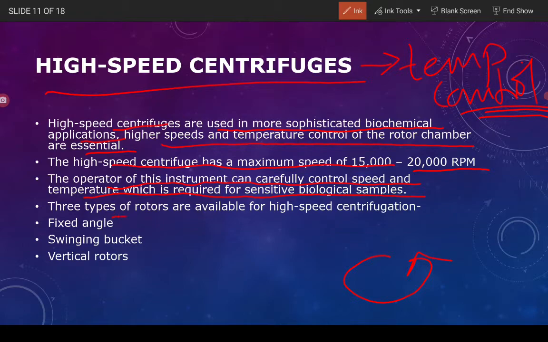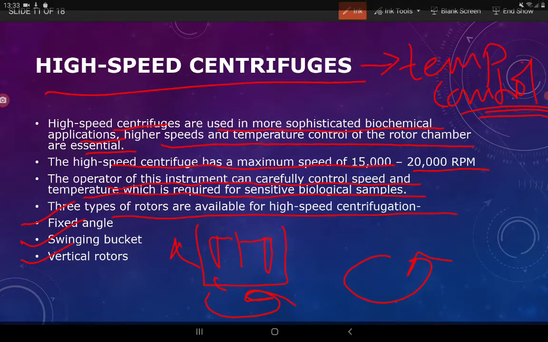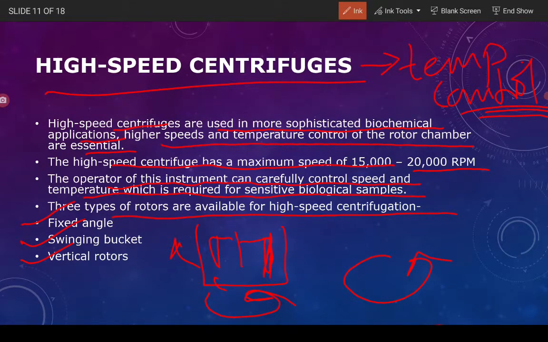Of course, there are three types of rotors available for high speed centrifugation: fixed angle, swinging bucket, and vertical rotor. So a vertical rotor is something like this. You have two stands, here is one test tube, here is another test tube, and they are fixed at this angle. They could not move in any direction. They are fixed at this angle and they move in the same angle, right? And so the pellet is somewhere on the side. Like this is the test tube, so the pellet will be sedimented on the side of the test tube like this. This is the pellet where the sedimentation occurs.